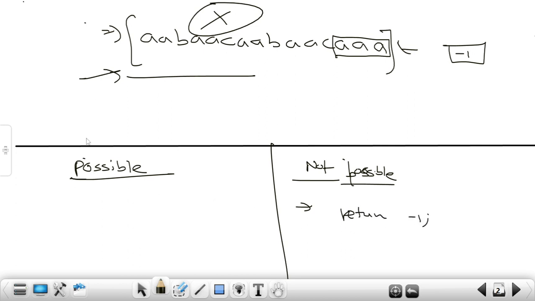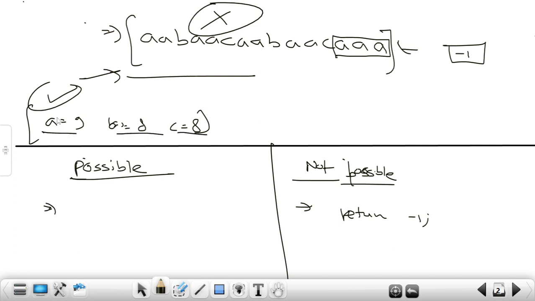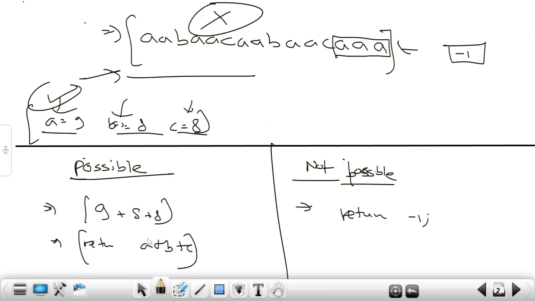If this is possible, then let's take an example. I have A equals to 9 times. After that, I have B equals to 8. After that, I have C 8 times again. Okay, so for this, it is possible. So what is the maximum length that I can have? Obviously, if it is possible, then I'm going to take the maximum frequency of these characters, so it is going to give me 9 plus 8 plus 8. This is the maximum length that I can have. So I'm going to return A plus B plus C in this case. Now I hope the idea is clear to you.